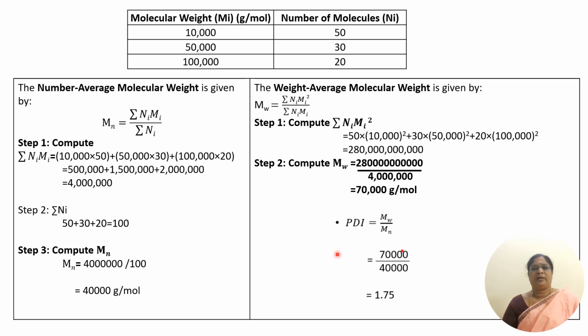After that, calculate the polydispersity index, which is the weight average molecular weight divided by the number average molecular weight. So the weight average molecular weight is 70,000 divided by the number average molecular weight, 40,000. 70,000 by 40,000 is 1.75.